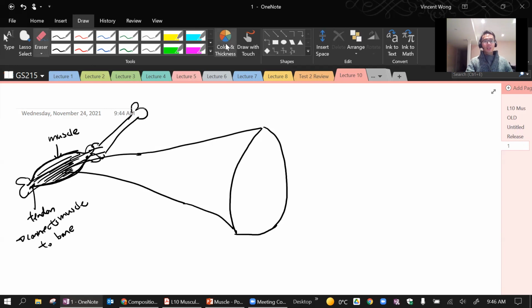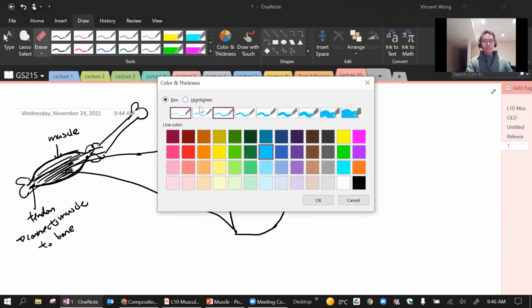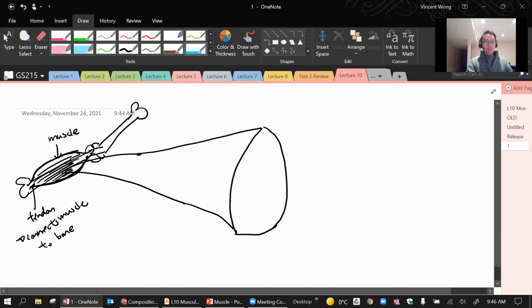Okay. So the entire muscle is actually covered by a connective tissue. It's going to be covered by this connective tissue that I'm trying to draw right here. Connective tissue, and it's going to be covering the entire muscle.